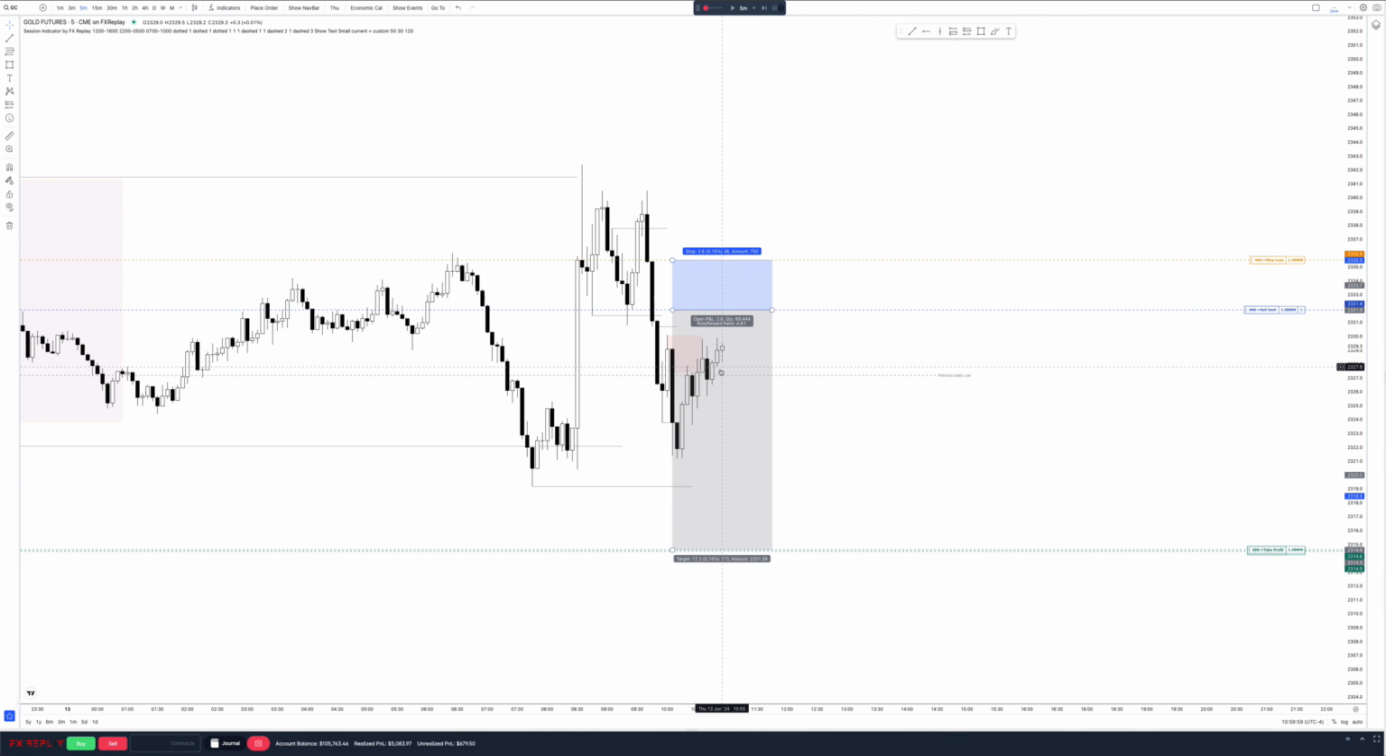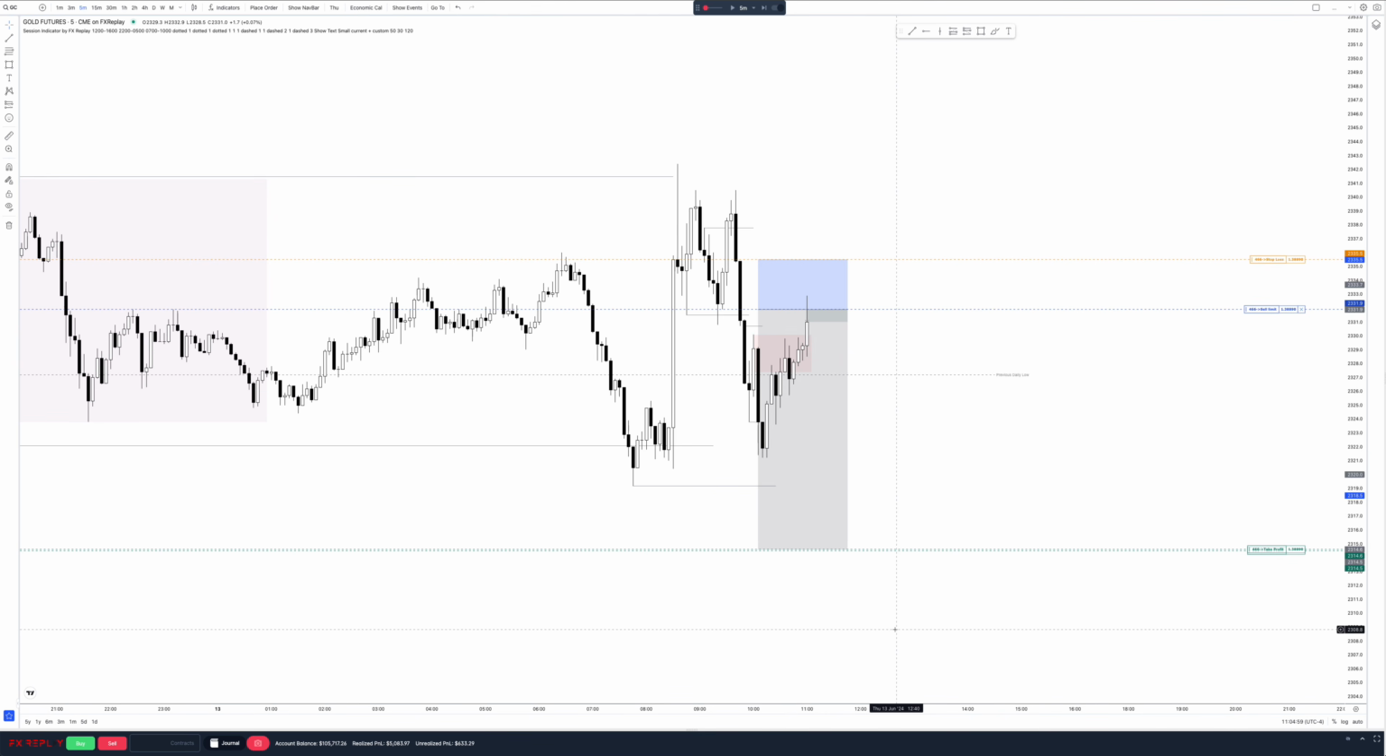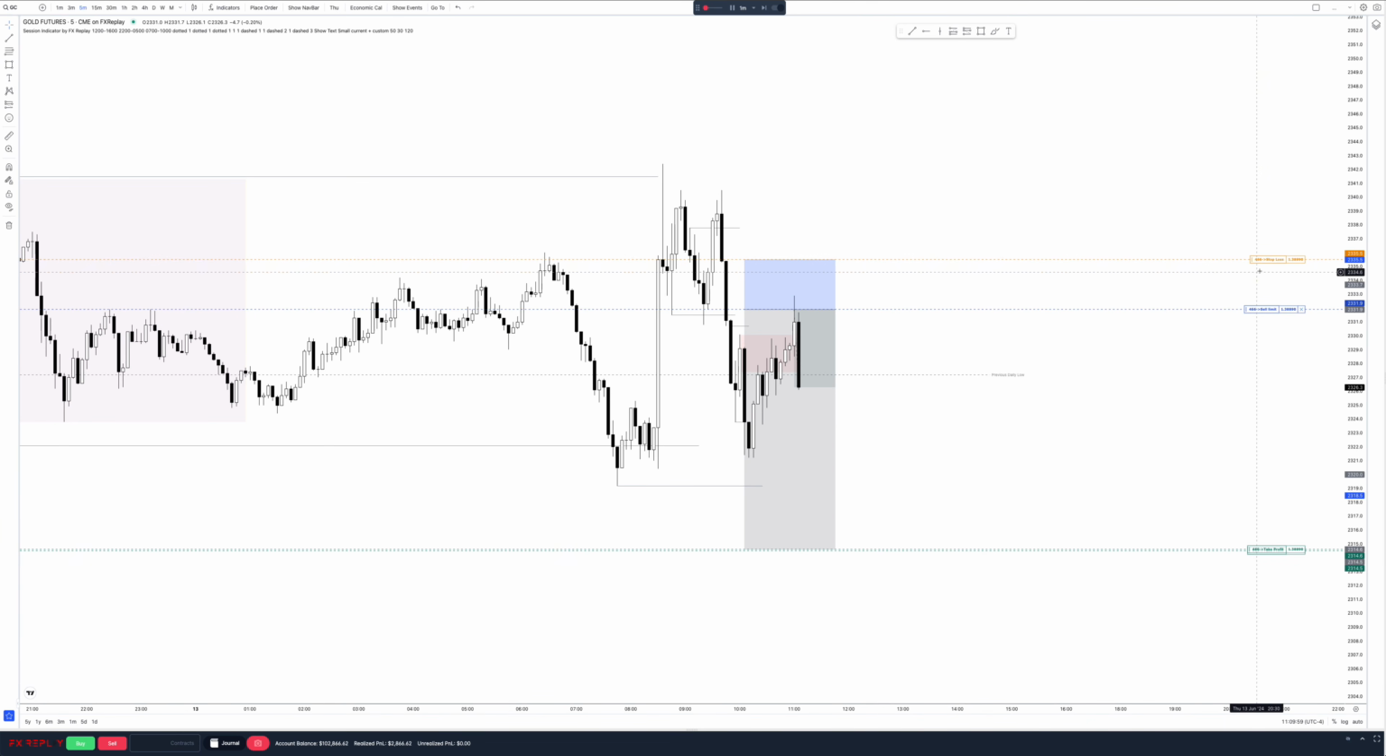I do like this, right? We got this liquidity over here. As soon as sellers are trapped, this would be a nice move down. Okay, little entry right there. Honestly, I would probably move my stops below here now.